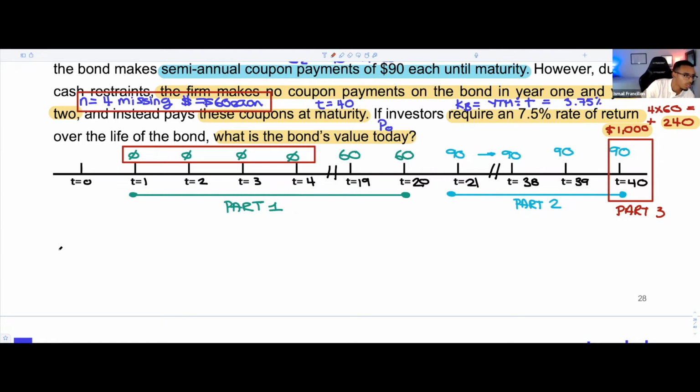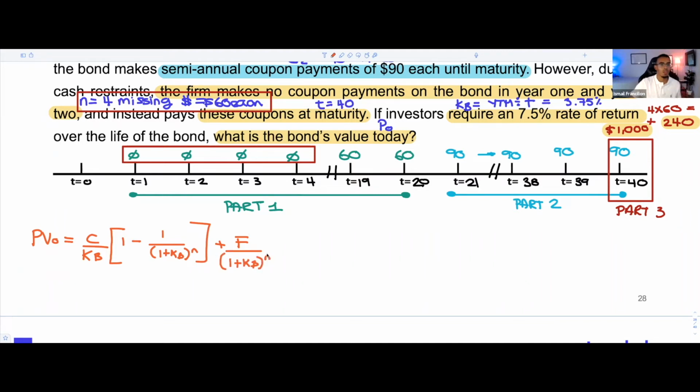I've heard them. Perfect. So to find the value of a bond, you could simply do C over KB, multiplied by 1 minus 1 over (1 plus KB) to the power of n, plus F over (1 plus KB) to the power of n. Okay, so this is the formula for our bond valuation. This is the only formula you're going to need to use.